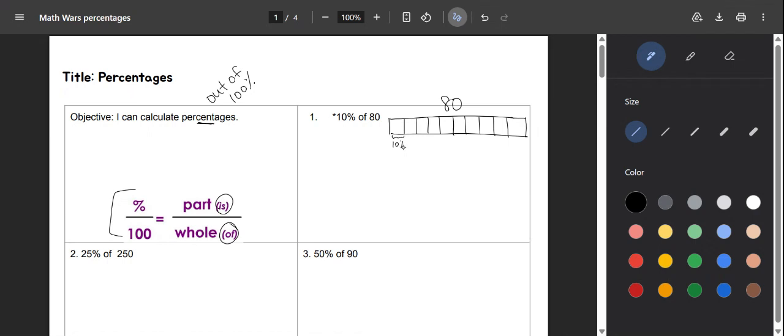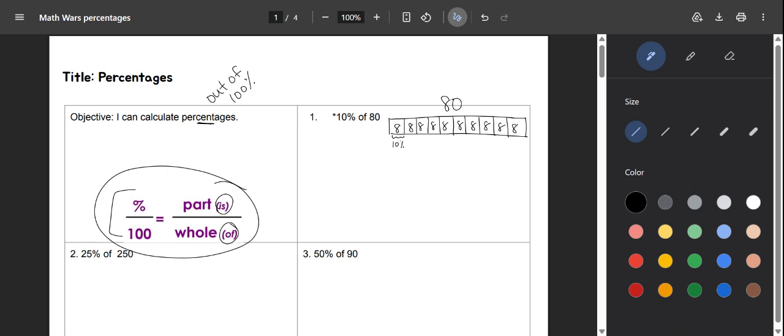Well, since I broke it into 10 equal pieces, I can figure out the numerical value by taking 80 and dividing it by 10. Each of these boxes must be worth 8 because 8 sets of 10 gets me to 80. Now, sometimes drawing a diagram is not always the best option. Maybe you don't have time or you don't have space. We can set up a proportion, just like this, to solve this problem.